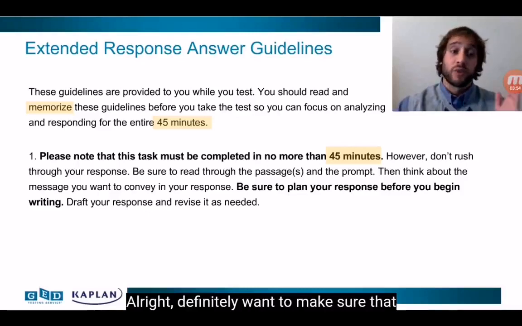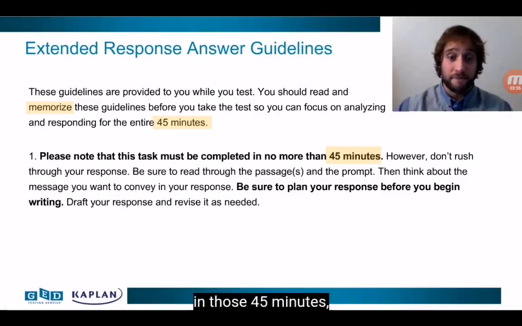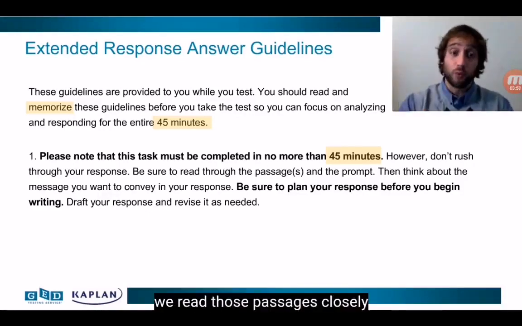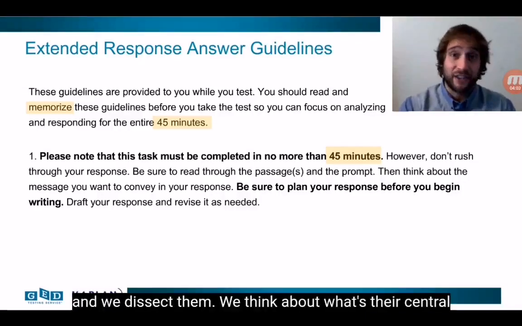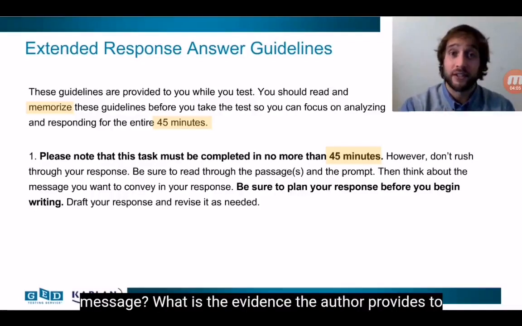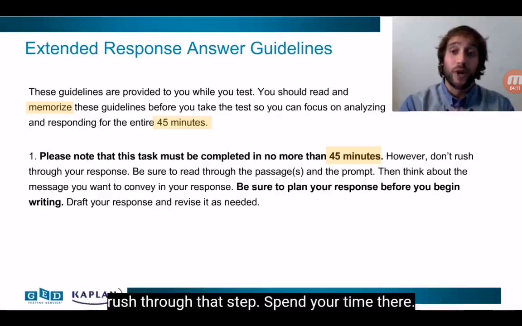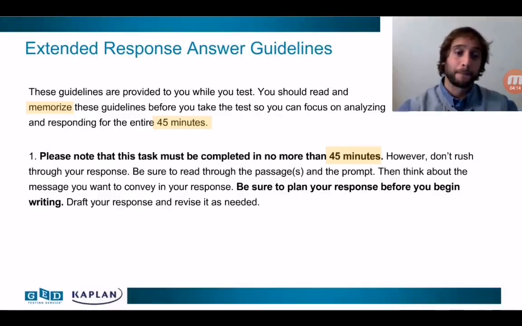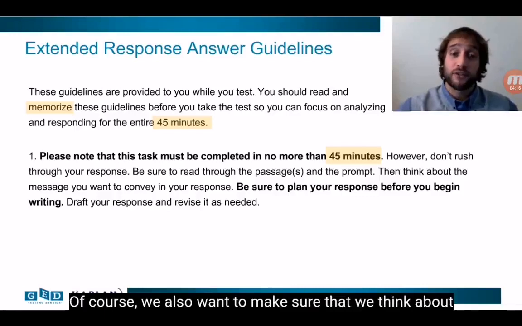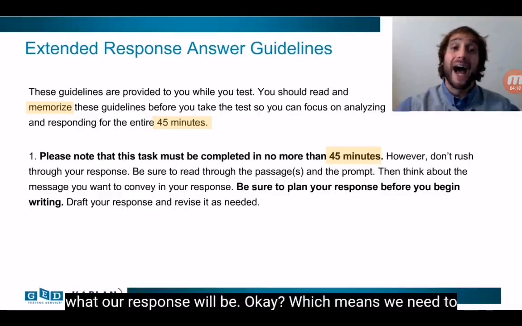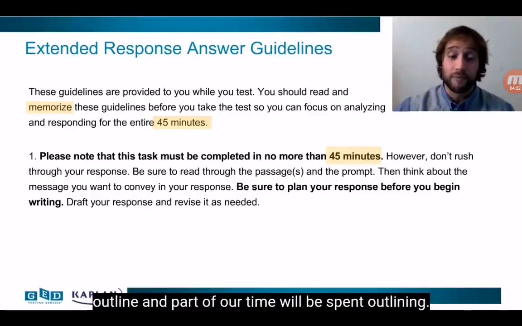All right. Definitely want to make sure that in those 45 minutes, we read those passages closely and we dissect them. We think about what's their central message? What is the evidence the author provides to support that message? Definitely make sure you do not rush through that step. Spend your time there. Of course, we also want to make sure that we think about what our response will be, okay? Which means we need to outline, and part of our time will be spent outlining.